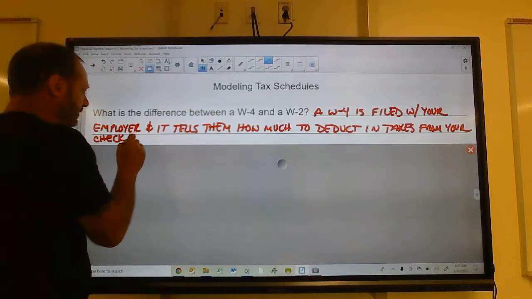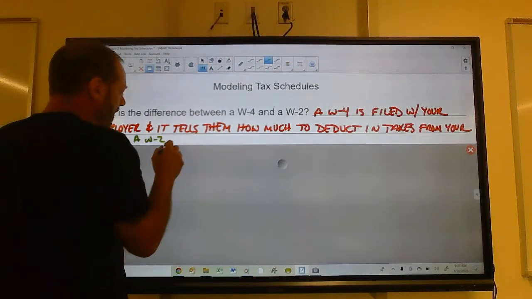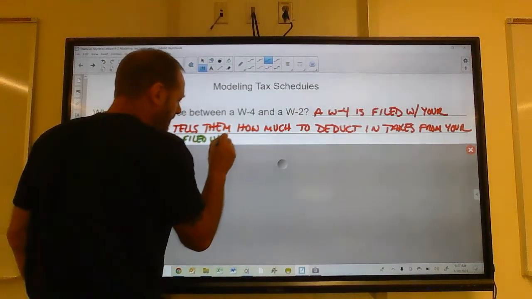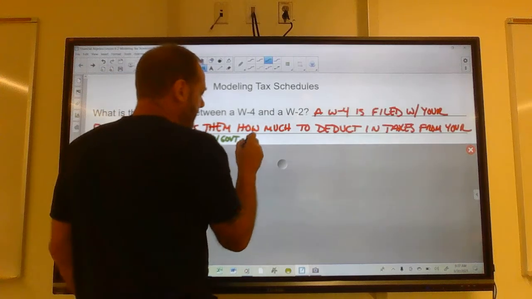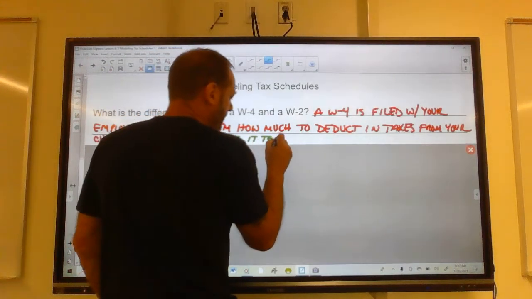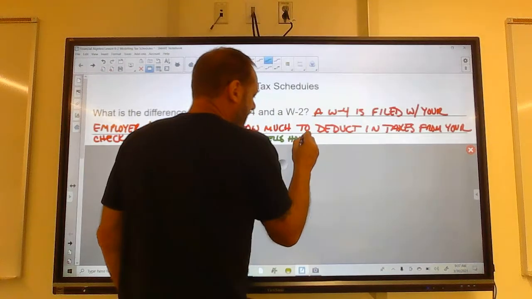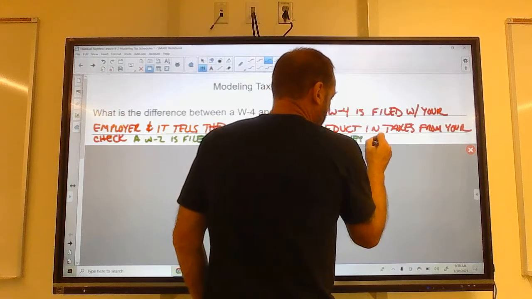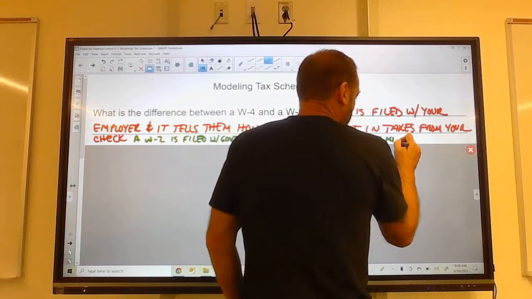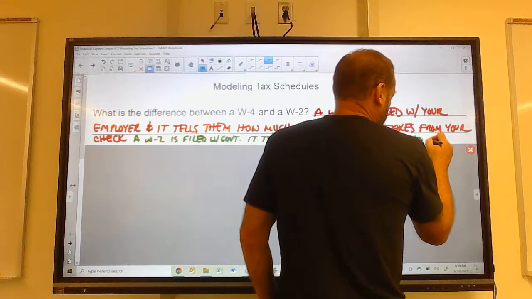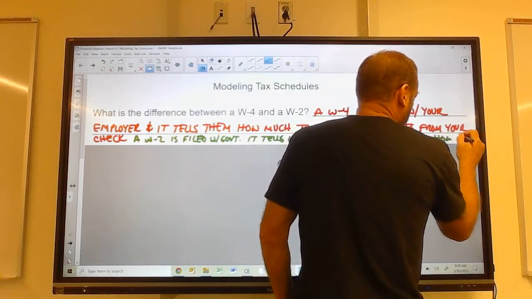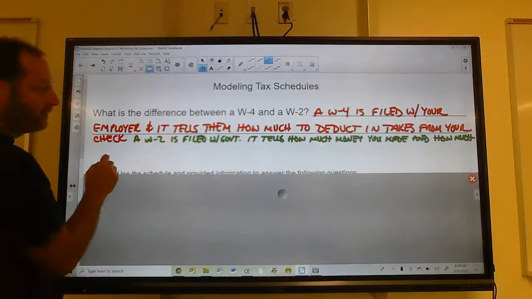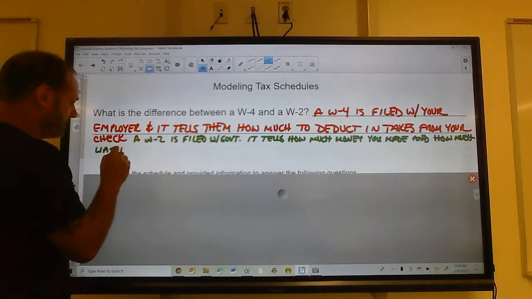Well, a W-2 is filed with the government, and it tells how much money you made and how much was taken out, how much was deducted in taxes.